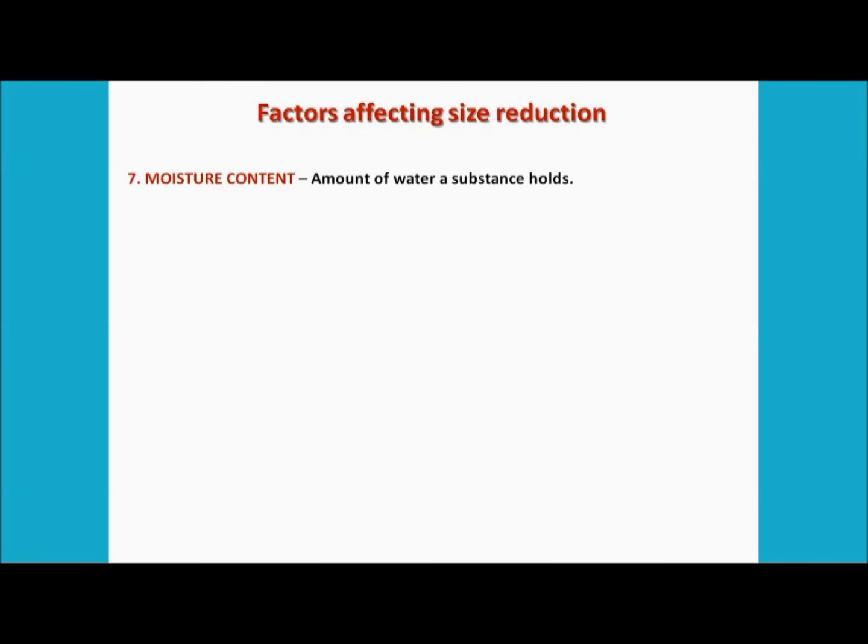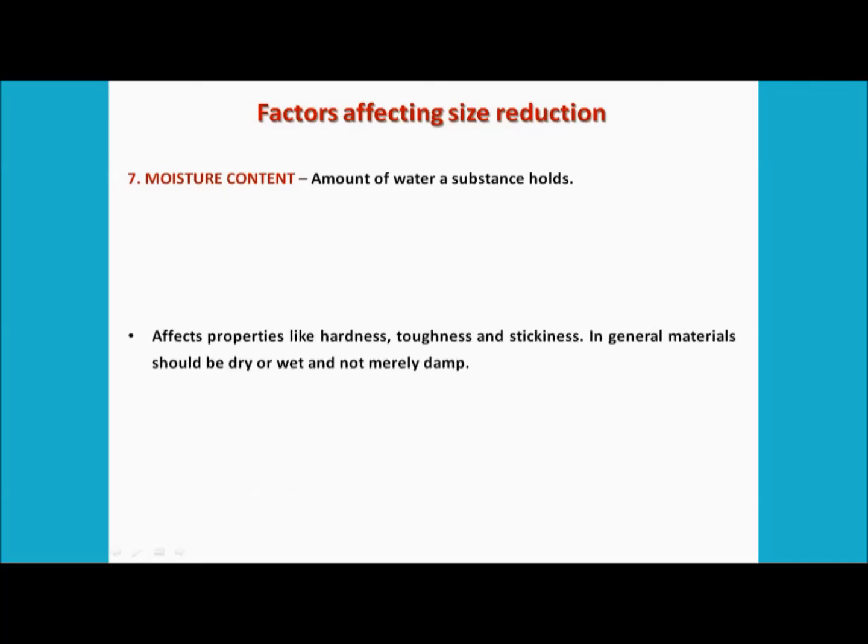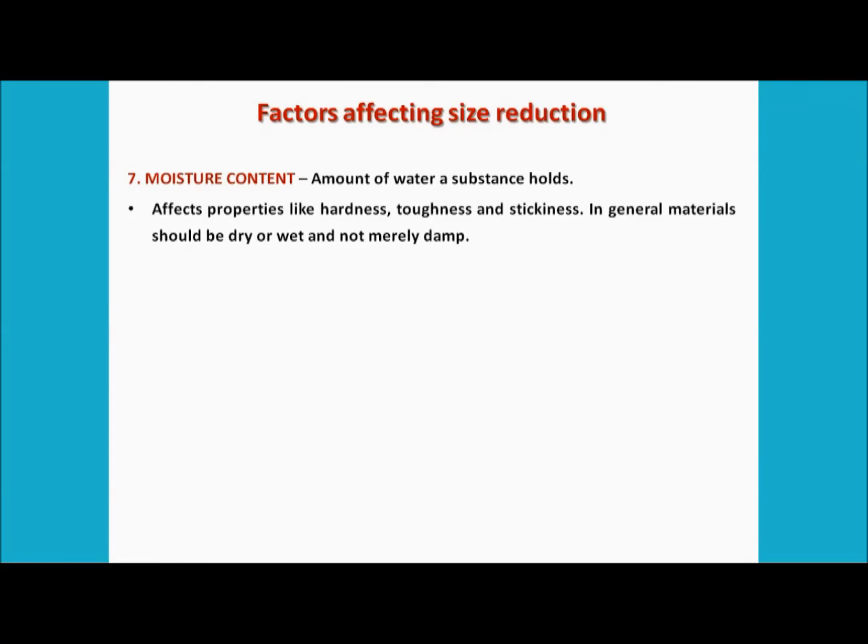The next one is the moisture content. So what is moisture content? It is the amount of water that is held by the substance. The moisture content affects properties like hardness of the drug, toughness or its stickiness. In general, materials which are subjected to crushing or size reduction should be dry or wet, but not merely damp. Clear? So less than 5% moisture is suitable for grinding, meaning the dry grinding method.